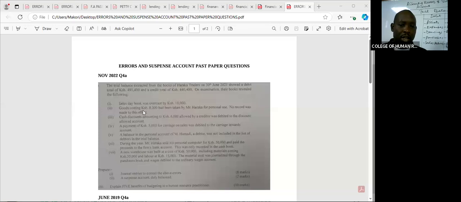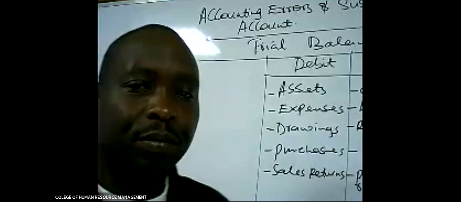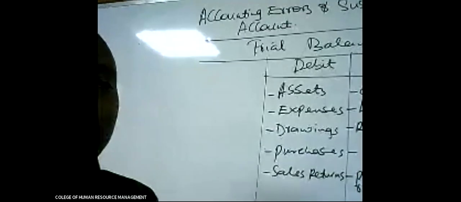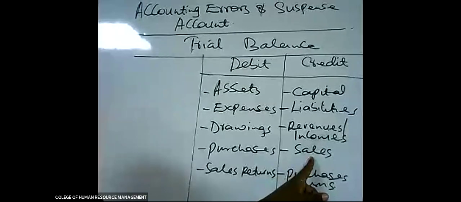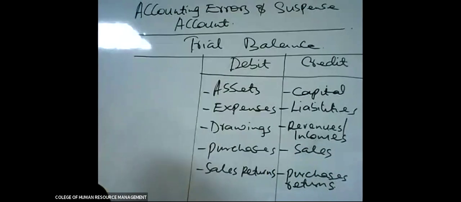I want to go straight to the errors. Number one says that the sales day book was overcast by 10,000. That error, let me take you here. The sales day book has been overcast. Remember, we are talking about sales. In this case, the sales has been overcast. Overcast means that we have recorded excess.